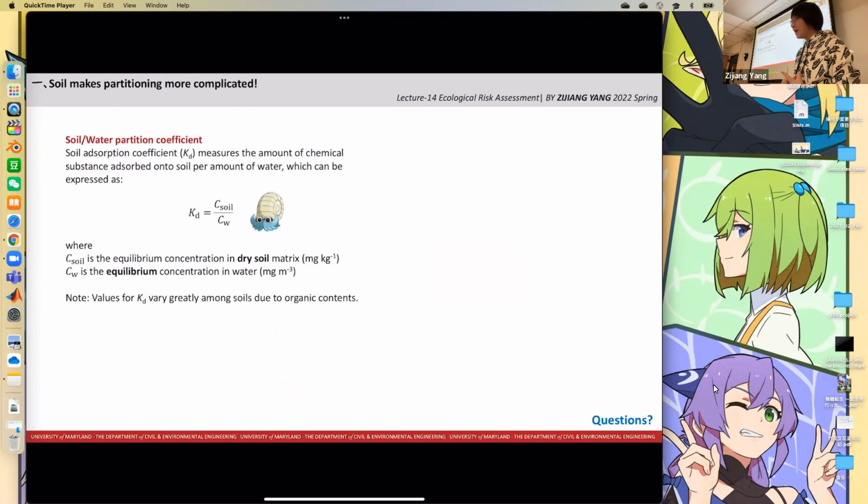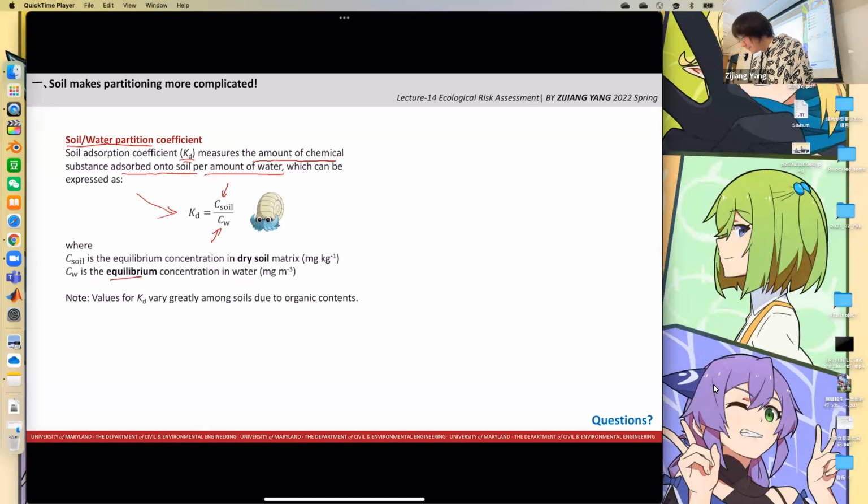Then we can use a partitioning coefficient to describe the distribution or partitioning between soil and water. So we have the soil water partitioning coefficient, and this is noted as KD. This measures the amount of chemical substance absorbed onto soil per amount of water, and which can be expressed as this one. So basically, KD is expressed as the concentration of the pollutants in the soil and the concentration of the pollutants in the water. And the water usually refers to the soil pore water.